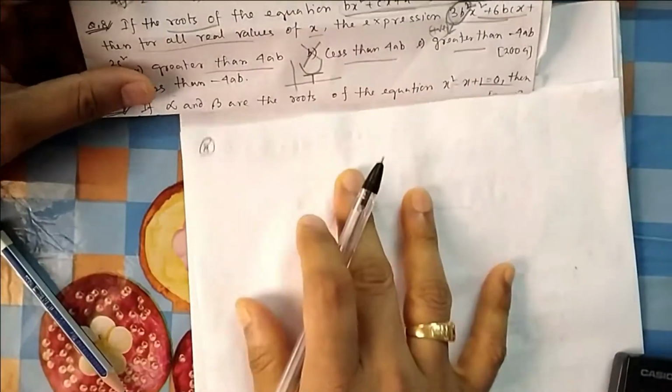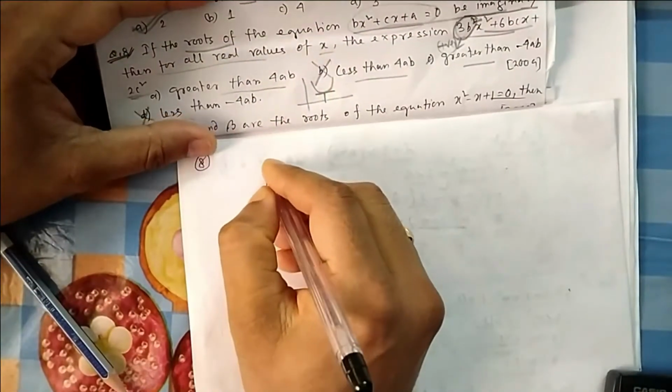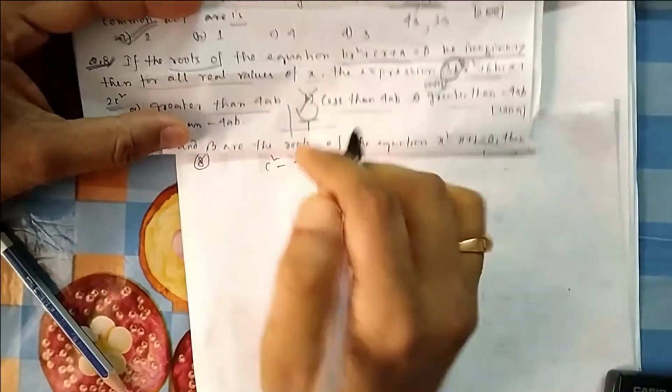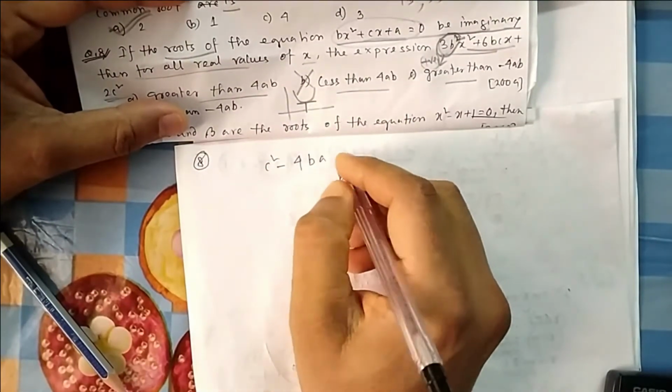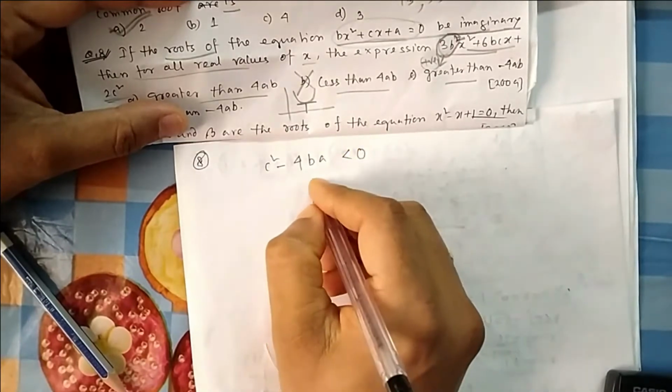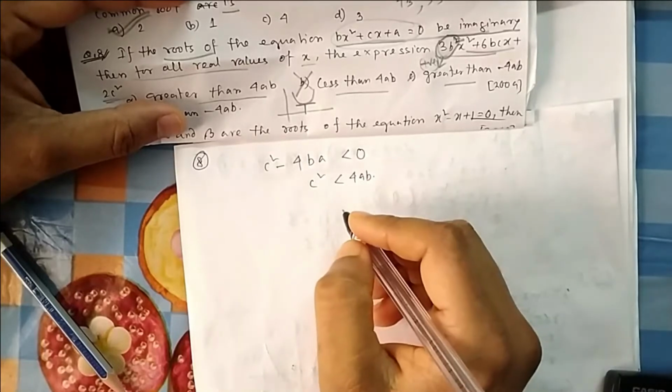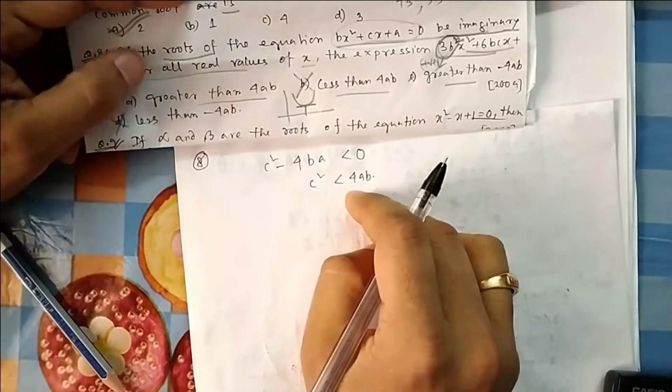So I have to use this line obviously, because they are saying the roots are imaginary. Then what will I do? What is the discriminant? Discriminant is b square minus 4ac. Here b is c. So c square minus 4ac. That should be less than 0. So that means c square should be less than 4ab. Okay, once you know this one, then this much you know.